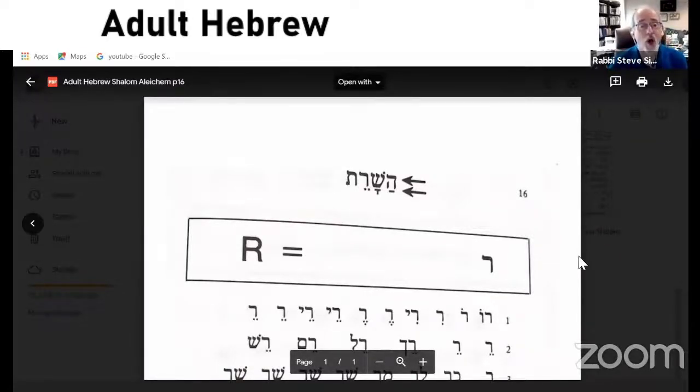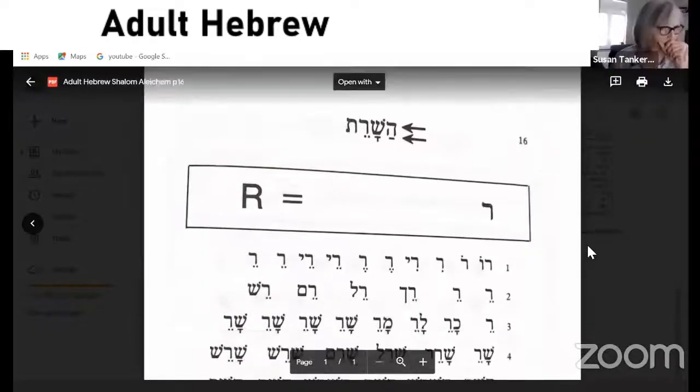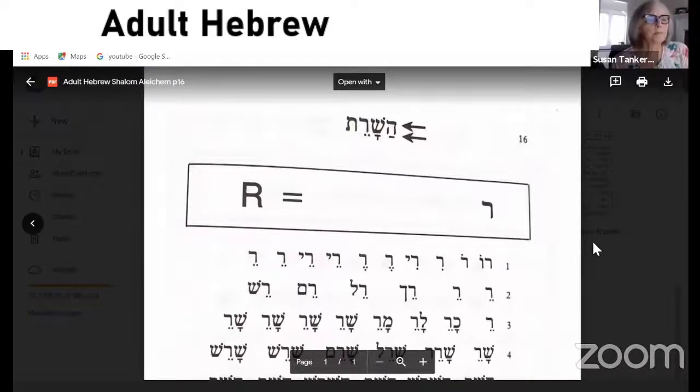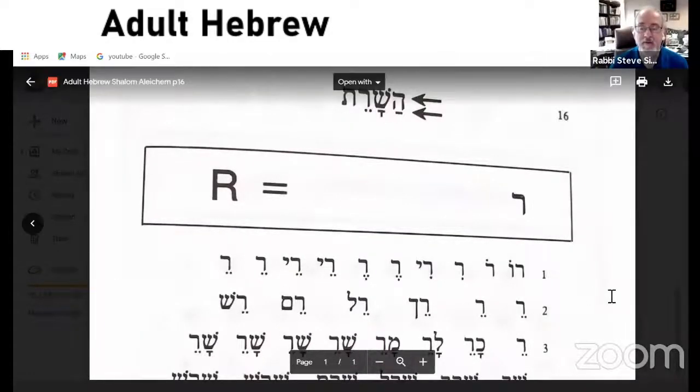This is the R sound, folks. And it's called a resh. And obviously you can see what it looks like. It's kind of a curvy shape. This is the R. In Hebrew, it's called a resh. So R.